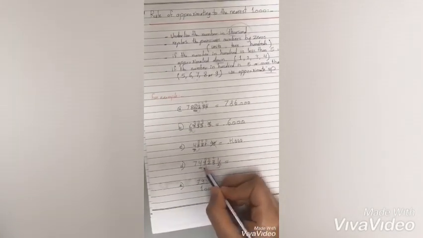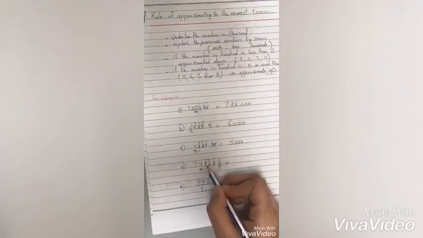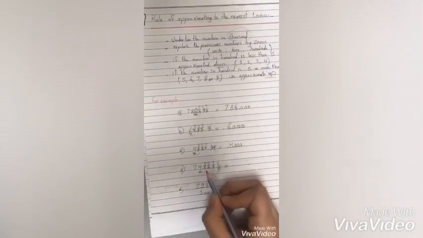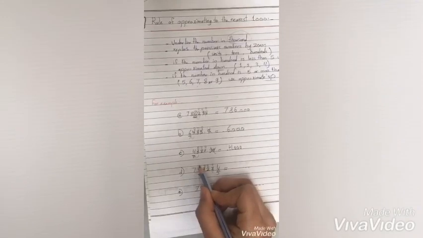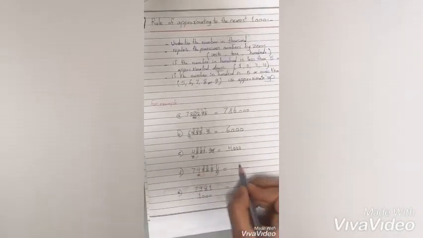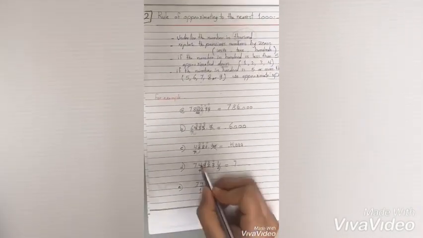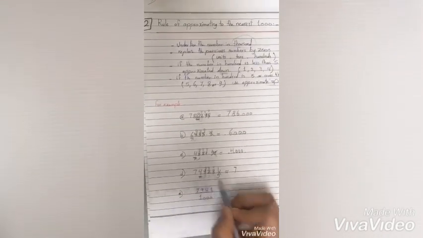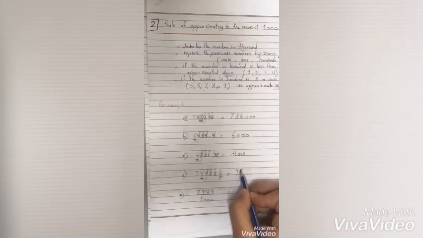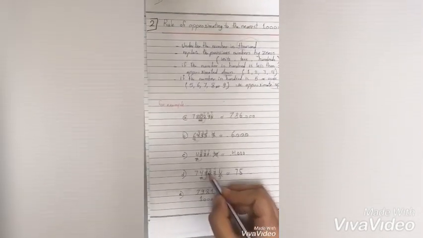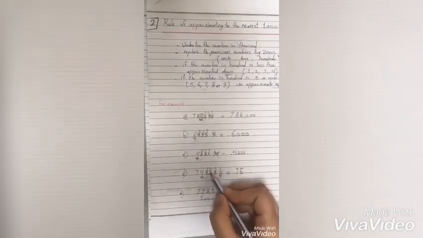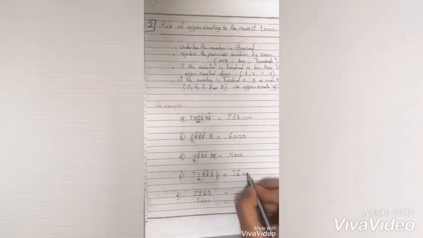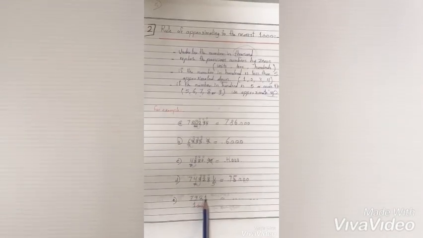9 can give 1 to 4 because 9 is more than 5. So 4 becomes 5. So this number after approximating, write 7 as it. 4 becomes 5 because it takes 1 from this 9. 5 and 5 replaced by, and 9 replaced by 0, 2 replaced by 0, 3 replaced by 0. So this number after approximating is 1,981 over 1,000.